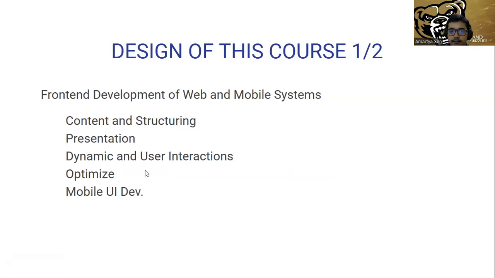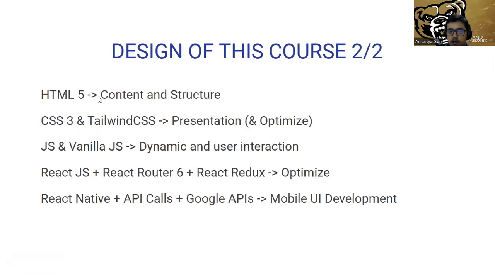And in order to do that, for the first module, the technology that we are going to learn for content and structuring is HTML5, the most recent version of HTML. For presentation, we're going to be learning about cascading style sheets version 3, or CSS3. And then to optimize the development process of CSS, we are going to be learning about a framework for CSS known as Tailwind CSS, okay?